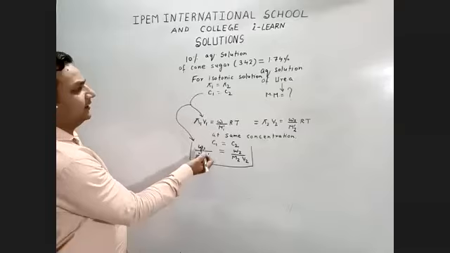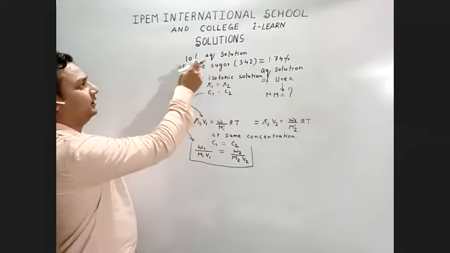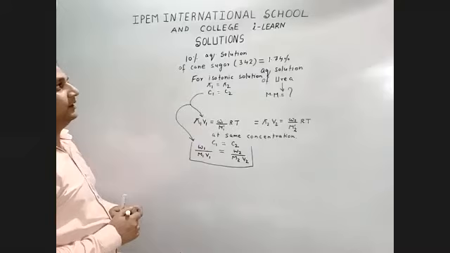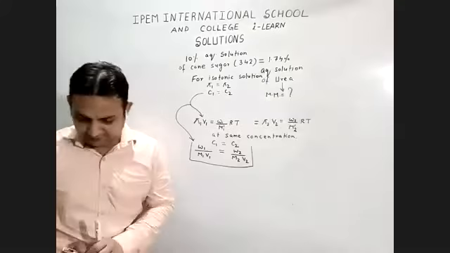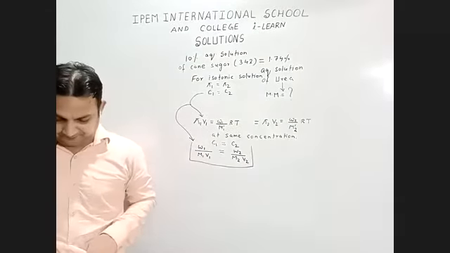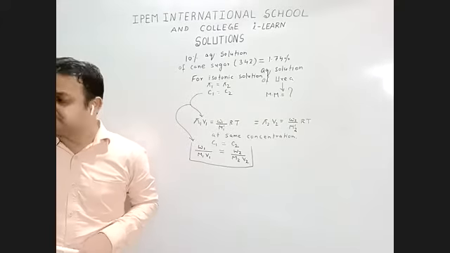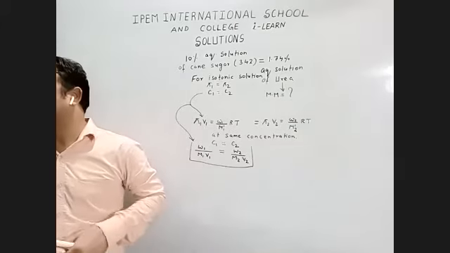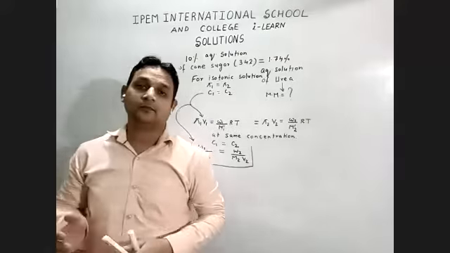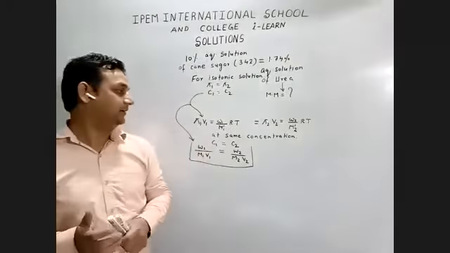Now, what if you take the first one as the aqueous solution? So this is a 10% aqueous solution. How much will W1 be? And we have M1 and V1. Anyone? Very fast.